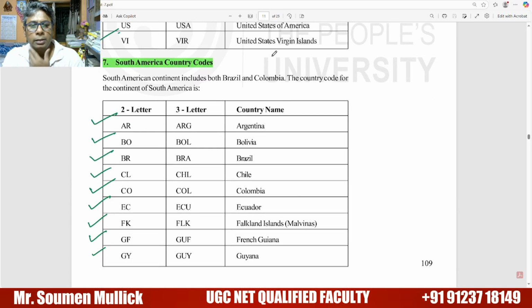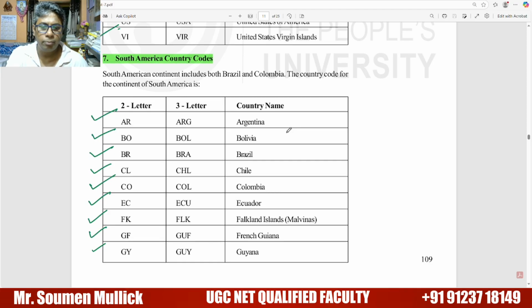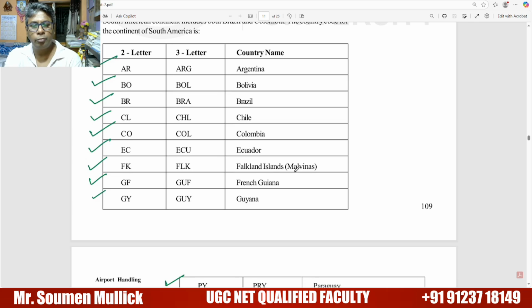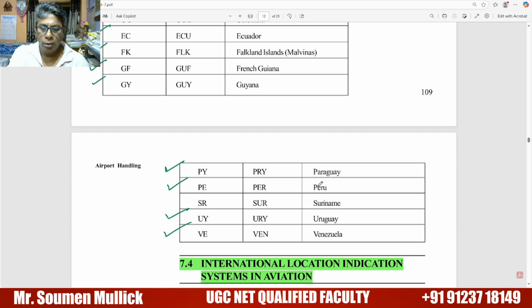Next, South American country code. South American famous countries: Argentina, Bolivia, Brazil, Chile, Colombia, Ecuador, French Guiana, Venezuela, Uruguay, Peru. These are the famous countries of South America. We try to remember this code.